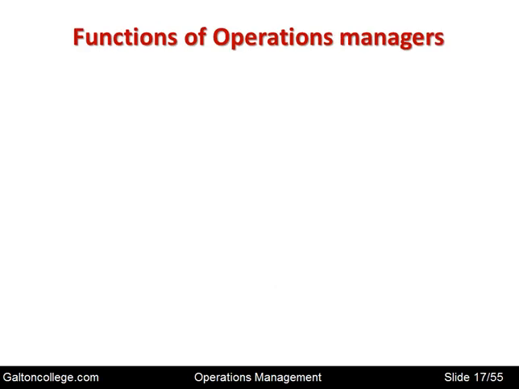Now, the functions of operations managers. Well, again, we can create a list. The functions would be to plan production, plan the layout of the plant, plan the sequencing of production, to organize it, to make sure that it makes sense, it's logical, and it's efficient, and it flows smoothly through the system. Making sure the staff are there.